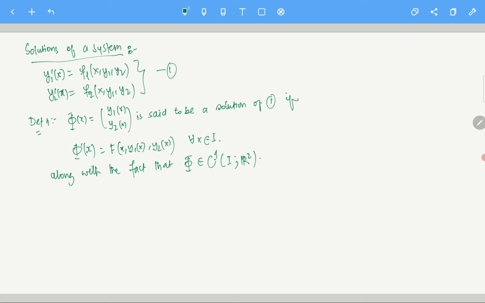It's a C1 function from I to R2 which satisfies phi prime of x equals capital F of x, y1, y2, where capital F of x, y1 of x, y2 of x is given by f1 of x, y1, y2 and f2 of x, y1, y2. Clear? Where F is given by that. Okay, so that's your definition of solution. With this we are going to end this small video.